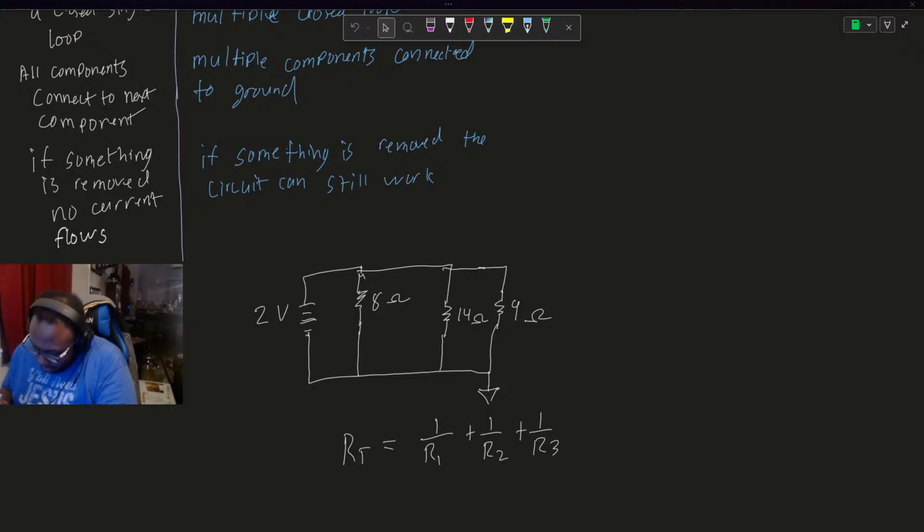My bad, I messed up the first part of the equation. There we go, that's the equation: 1 over RT equals 1 over R1 plus 1 over R2 plus 1 over R3, and so forth. I would be taking notes if I wasn't doing a different kind of homework right now.